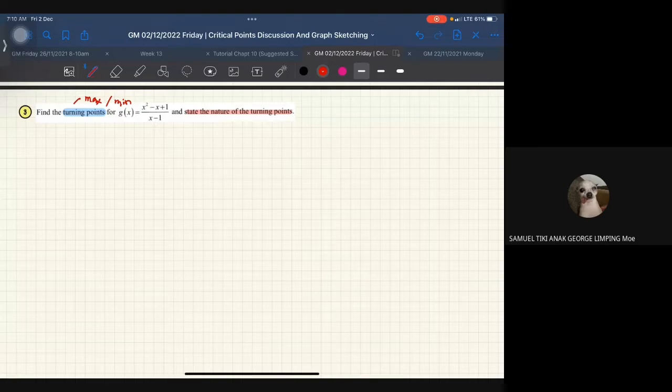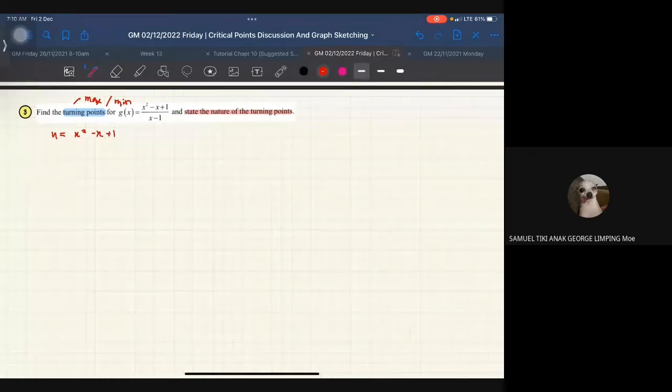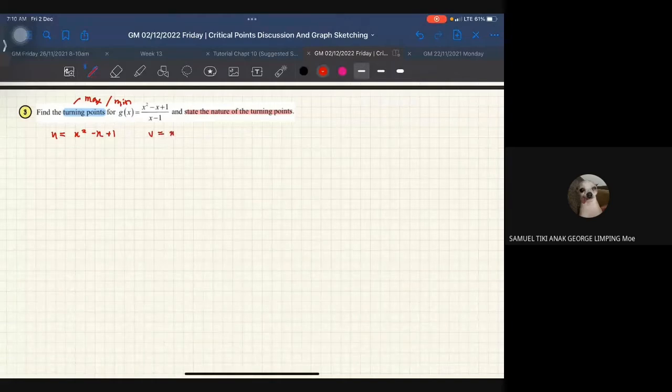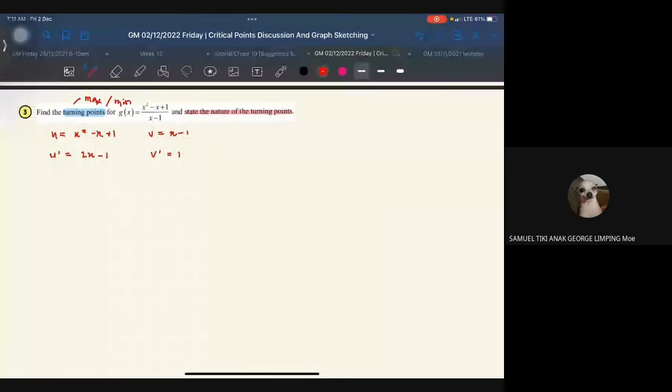Okay, so saya punya U is x square minus x plus 1. Okay, and then saya punya V is x minus 1. Okay, so kita nak differentiate one by one lah. So my U prime is equals to 2x minus 1. Okay, and then my V prime is equals to 1. Settle. Okay, so sekarang masukkan sahaja this U, V, U prime and V prime into the formula for quotient rule.